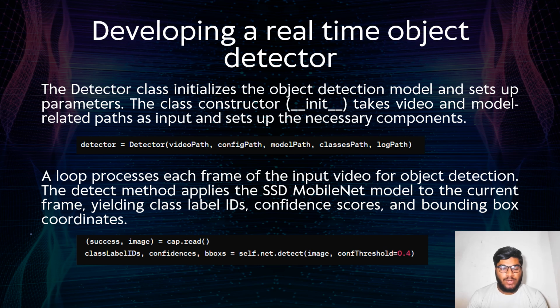Upon the success, we are going to read the image. From the image, we are going to read the class labels, confidence, boxes, and upon reading the image with the successful communication with the image, we are going to detect the image with the threshold of 0.4.